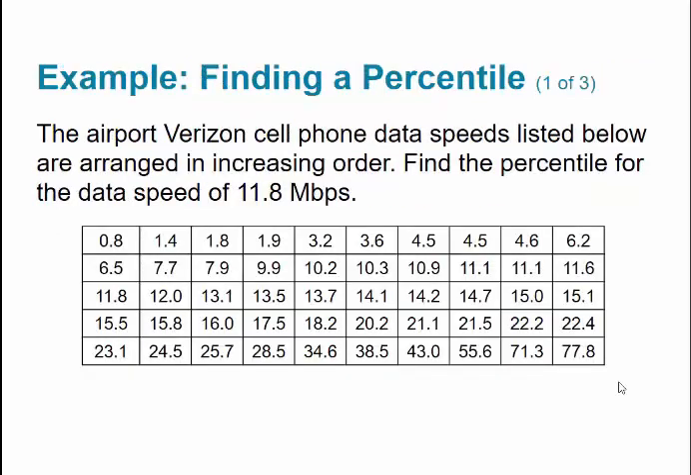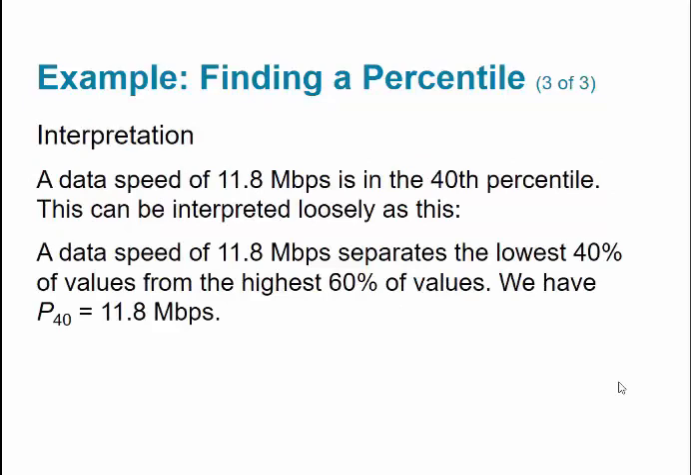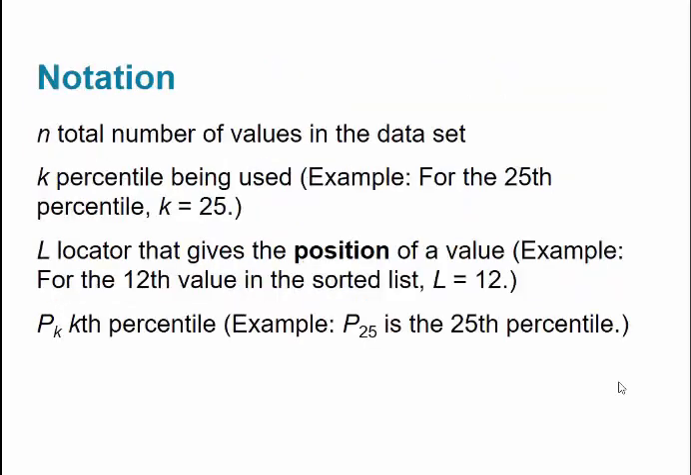And so here in this data set that we've used previously, we're going to find a percentile rank, if you will, for 11.8 megabytes per second. The way that we find that is we figured out that there's 20 values less than 11.8 divided by 50. Those are the total number of data points, times 100, gives us 40. So a data speed of 11.8 megabytes per second is in the 40th percentile. What does that mean? That means that it separates the lowest 40% of values from the highest 60% of values, and so P40 is 11.8 megabytes per second.